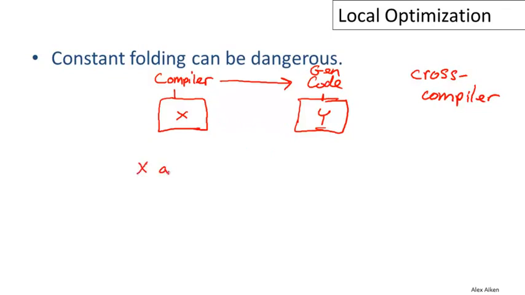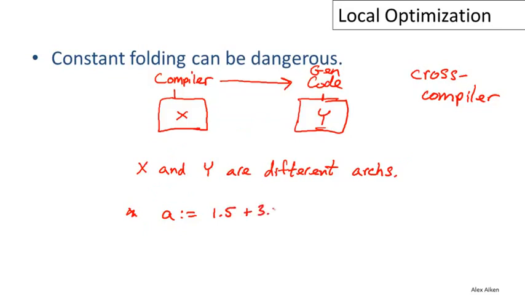So consider the situation where X and Y are different machines, different architectures. All right, and I've been implying that they are, but they don't have to be. I mean, you could compile on one kind of architecture and run the same code on the same architecture. But the interesting situation is when X and Y are different architectures. And so let's consider something like in machine X, let's say we have the instruction A equals 1.5 plus 3.7. Okay, and you would like to constant fold that down to A equals 5.2.